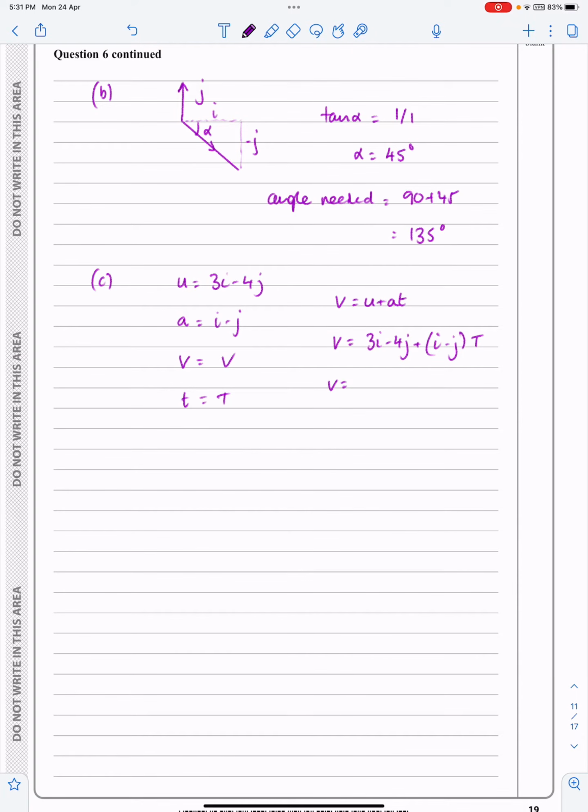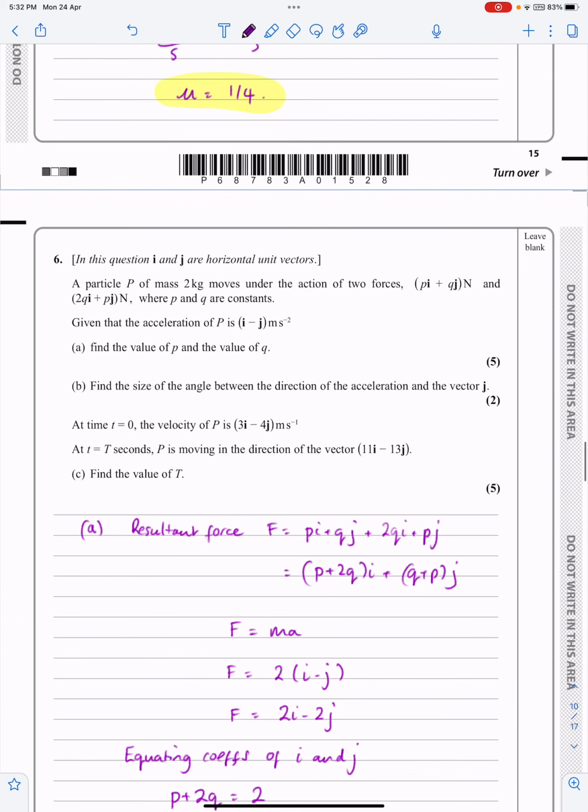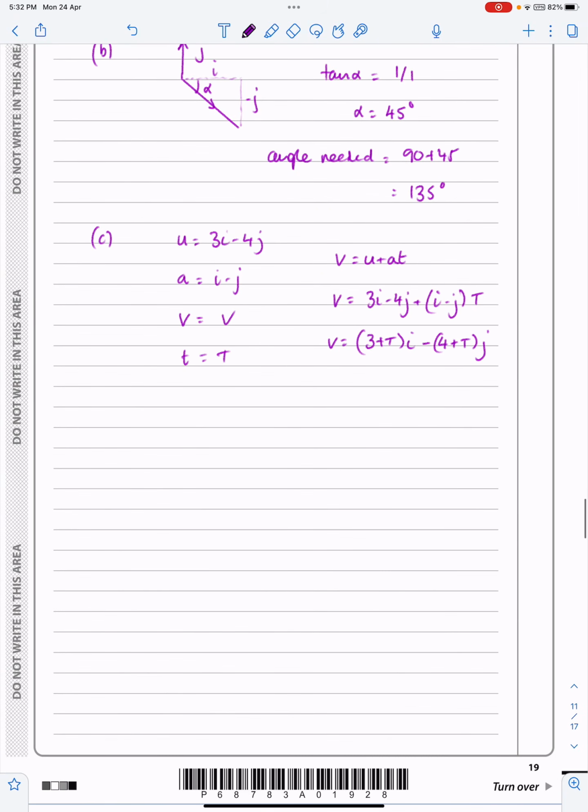Let's tidy that up. So I'm going to get (3 + t)I and (-4 + t)J, like that. It's up to you how you want to do this, or you could have left it as plus -4 - t. It doesn't matter which way around we're doing it. And then the key with this one, go back to the question, is it tells me that this is moving in the direction 11I - 13J. So if it's moving in the direction 11I - 13J, it means it's parallel to 11I - 13J.